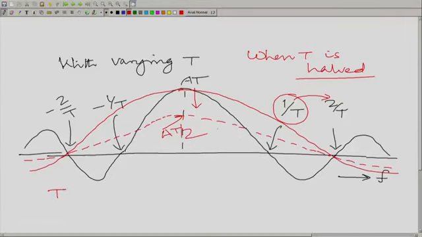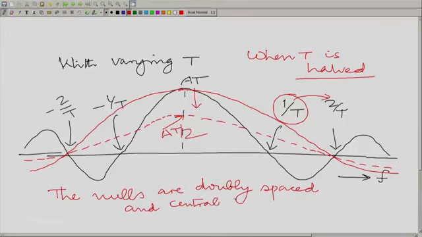So, what happens when we halve T? The nulls are doubly spaced and the central amplitude is halved. Of course, you can similarly see what happens when we double. If we double T, the nulls will be half spaced. So, now you will have nulls at 1 by 2T and so on. So, you will have twice the number of nulls in the same interval. And of course, the central height will also double.